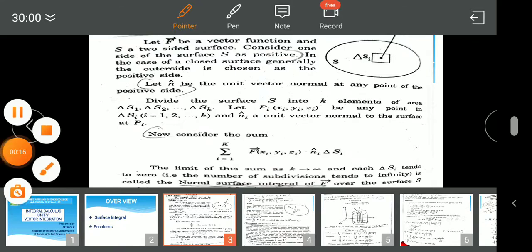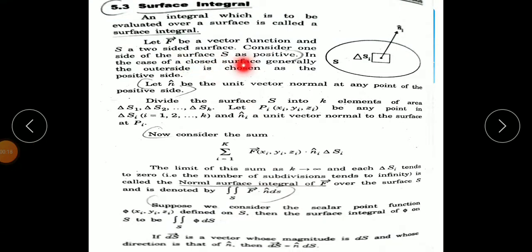Okay. So here let f vector be the vector function of the two-sided surface. So here we are seeing the diagram. Only the bracketed terms you can write in the class book. For reference I have given the full page. Let n cap be the unit normal vector. So here the double integral over S of f vector dot n cap dS is the notation for the surface integral.